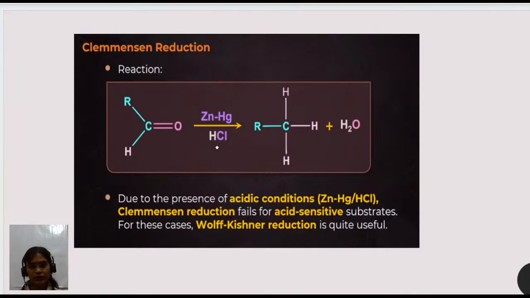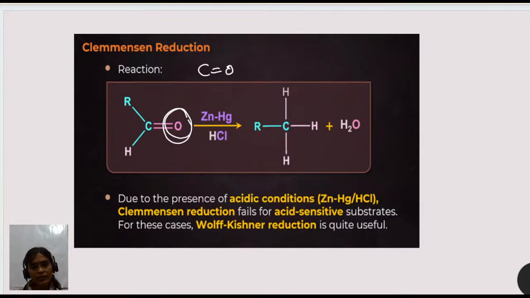Okay, zinc and Hg in the presence of HCl. Acid, acid, acid. I'm repeating again and again. How is it going to work? Is the mechanism important in this case? No, we are not going to deal with the mechanism. Simply, what is happening with the CO group is the only kind of reduction.